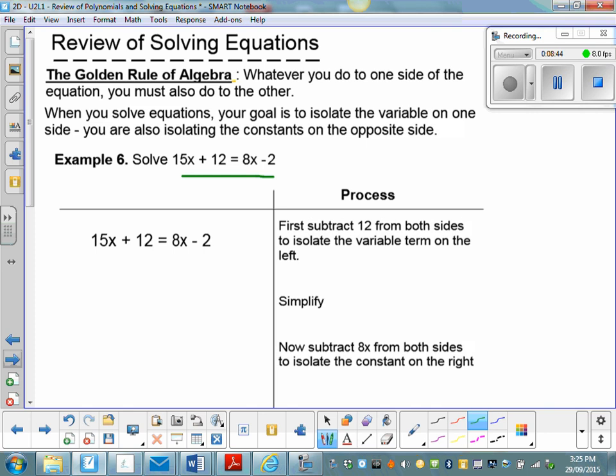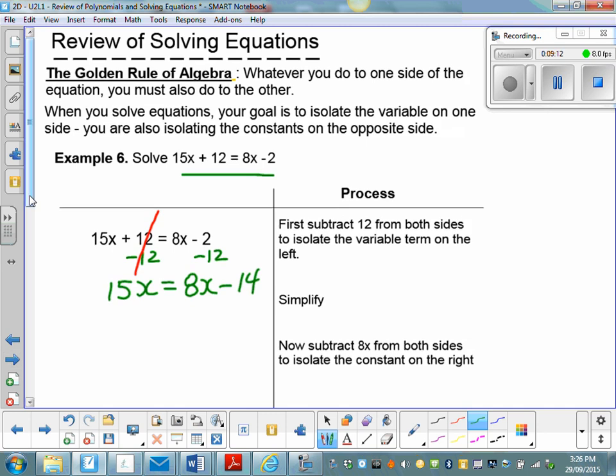So first thing I'm going to do is I'm going to move the 12 to the other side. And the rule is that I have to do the opposite operation. So on the left side, I'm going to subtract 12. On the right side, I have to do the same thing. I'm going to subtract 12 there. On the left side, that eliminates the plus 12. And on the right side, I'm going to have 8x, and then minus 2 minus 12 is going to give me minus 14.